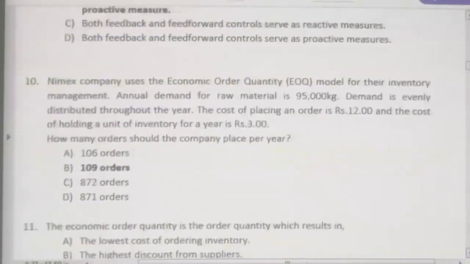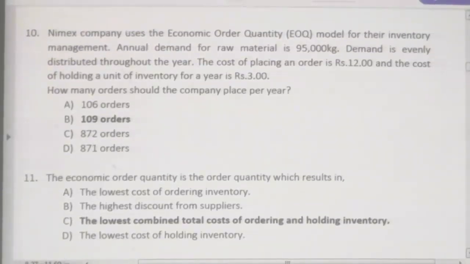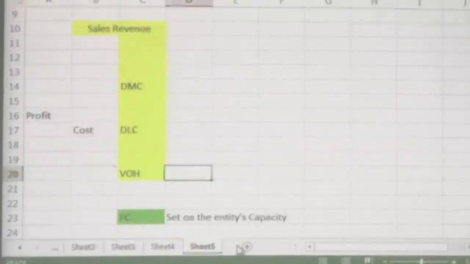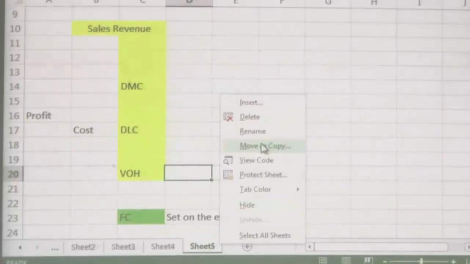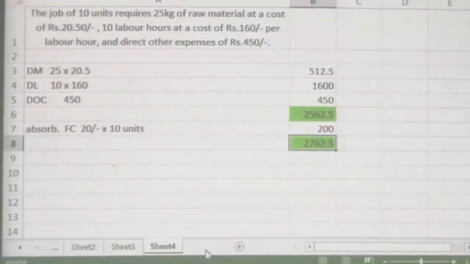Let's move into question number 10. Nimex company uses economic order quantity. This is about inventory: economic order quantity for their inventory management. Annual demand for raw material, that is D. While you read the question, you need to summarize the information given. Right, now according to this information, I am trying to summarize everything here.